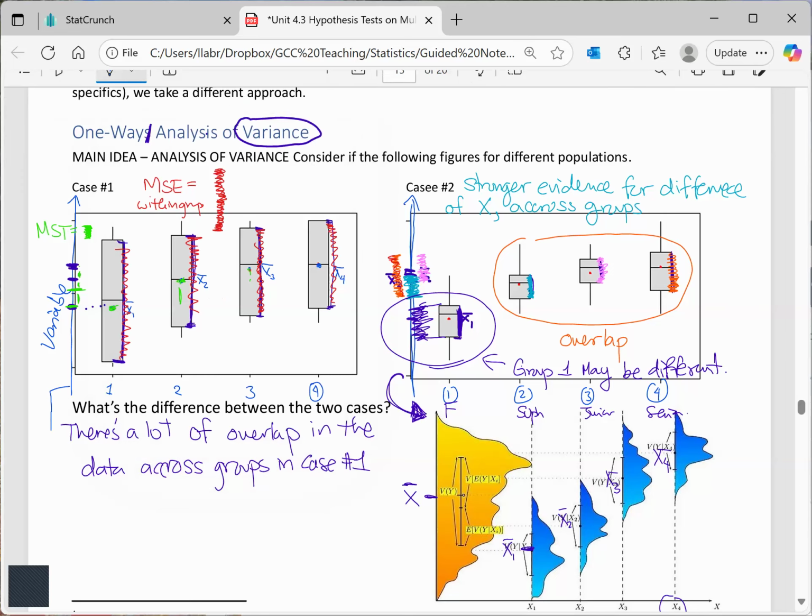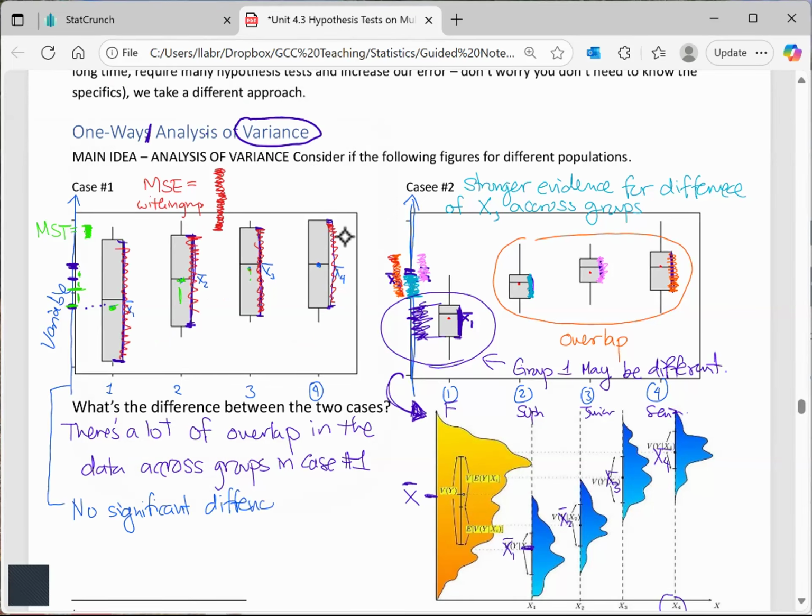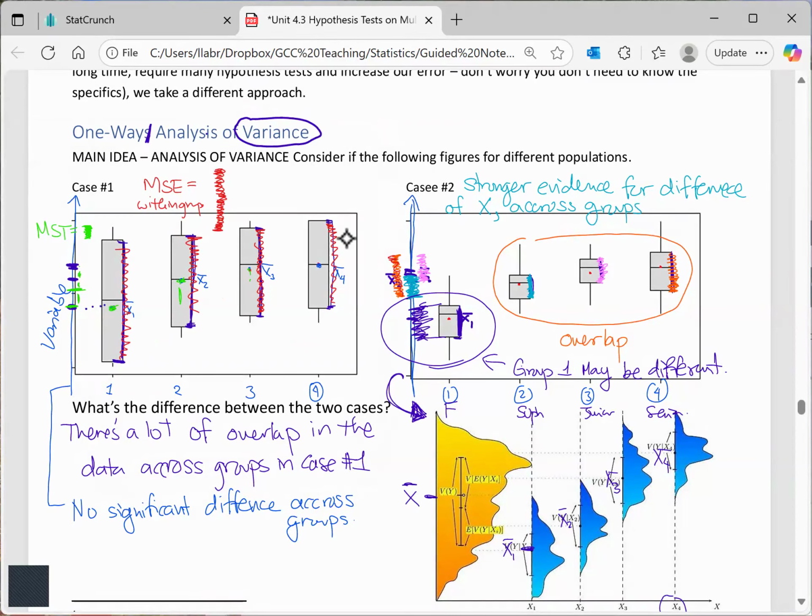So for number 1, there's no significant difference across groups because the groups themselves have a lot of variability, right? It's that average variability in red dominates the data set when you compare that to the variability in green. And notice that for this second example, it would be a lot different. So for the second example, you would take the overall center. Overall center looks like it's about here. And then you would ask, how far away is the rest of the data points?